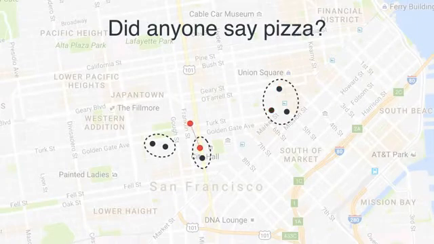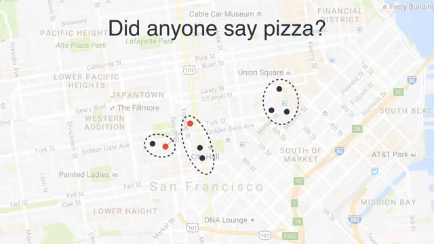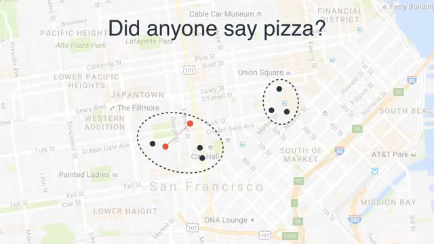The two closest points are these two. So they join like this. The two closest points after that are these two. So we join the two groups, the group of 2 and the group of 3 into a group of 5. And then the next pair of points that are the closest are these two. So we're going to join them.